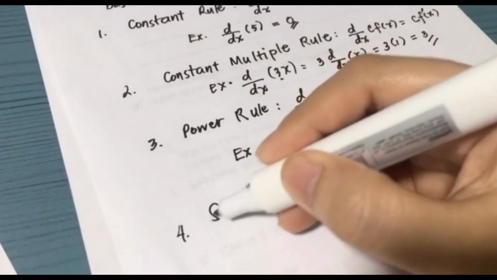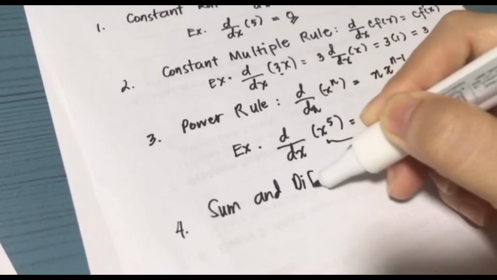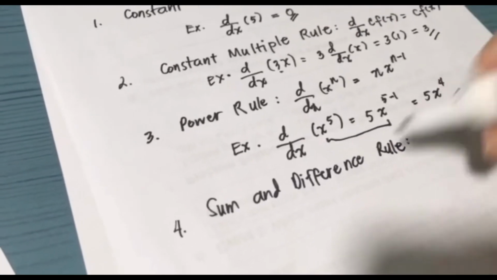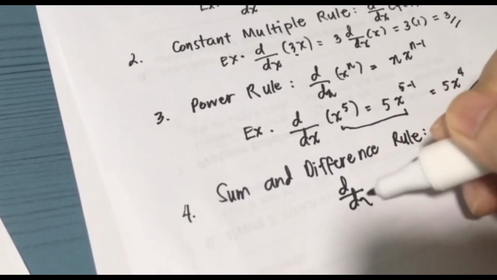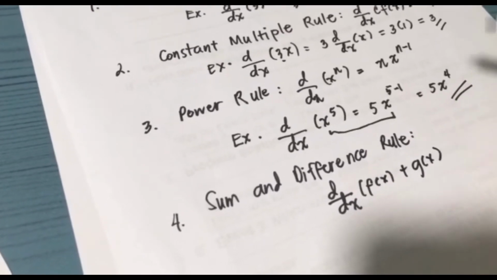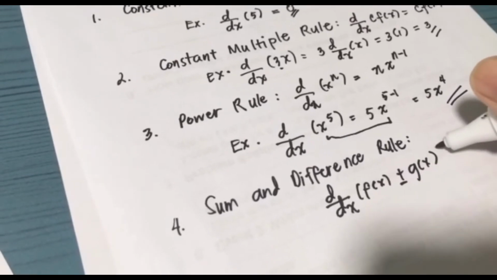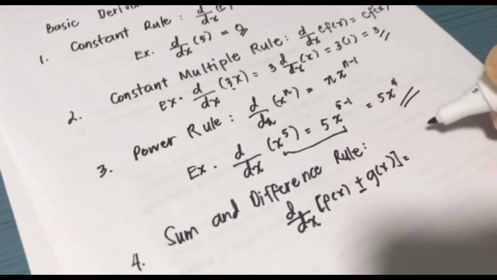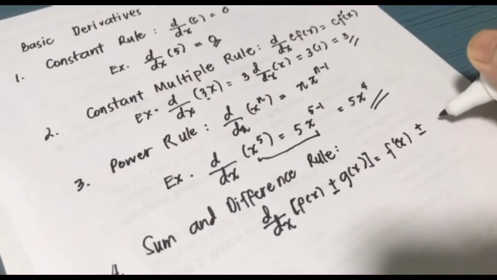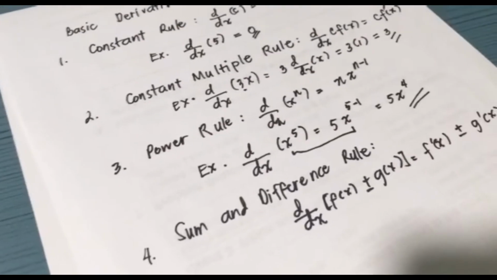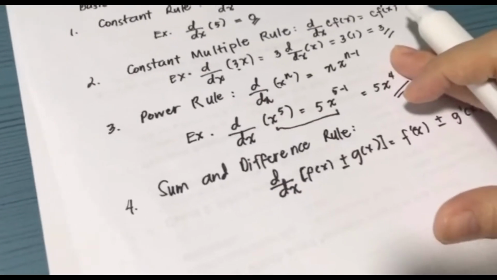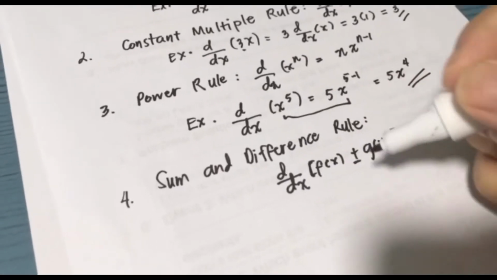How about the sum and difference rule. We have here the derivative of f of x plus or minus g of x. That will be the derivative of your first function, plus or minus if it's a sum or difference, the derivative of your second function. So you can apply any of the first three rules, from constant to power rule.